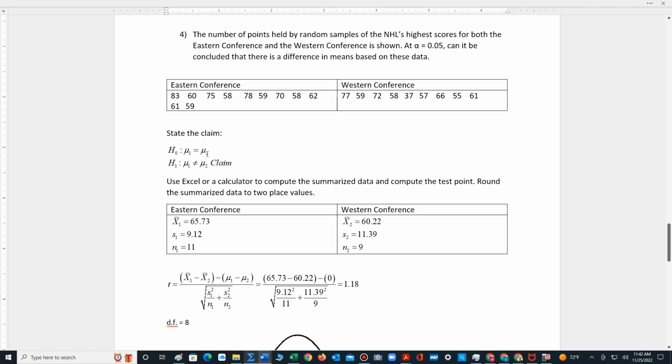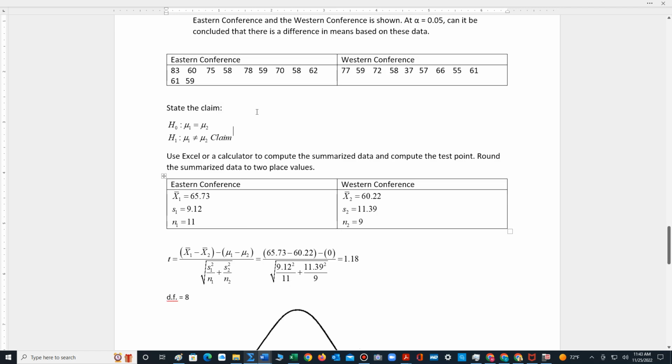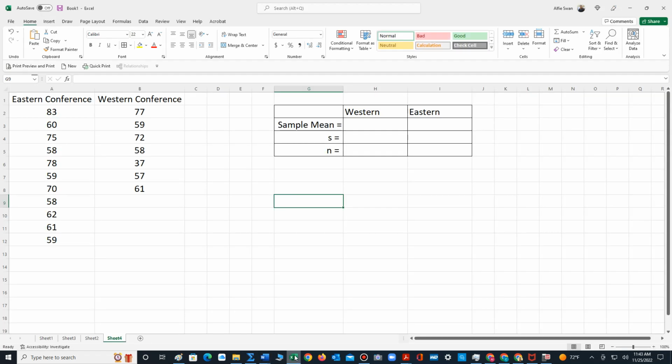H naught is always equal to. It's a two-tailed test. And since we have to calculate the standard deviation, this is a t-test. When we calculate the standard deviation, it's a sample standard deviation. And I want to demonstrate how to perform those computations using Microsoft Excel. So I've already transferred the data.